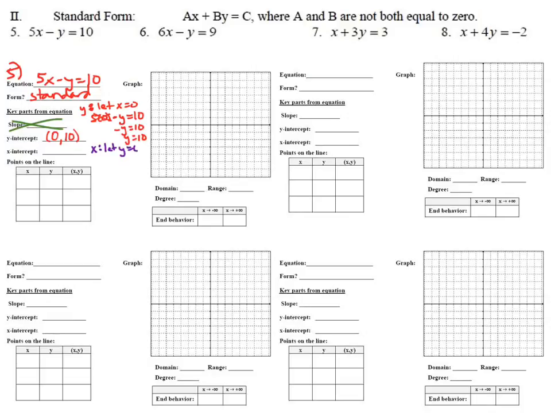We're going to let y be equal to 0. So that means we have 5x minus 0 is equal to 10. So if 5x is equal to 10, then x is simply 2. So that means our x-intercept is at 2, 0. So we can easily graph these points.